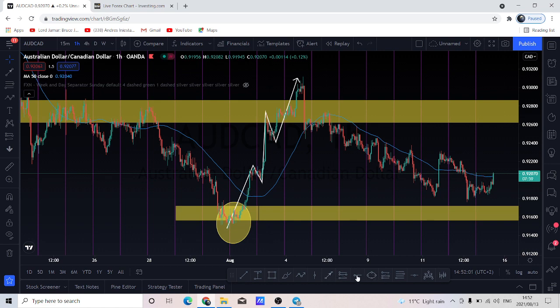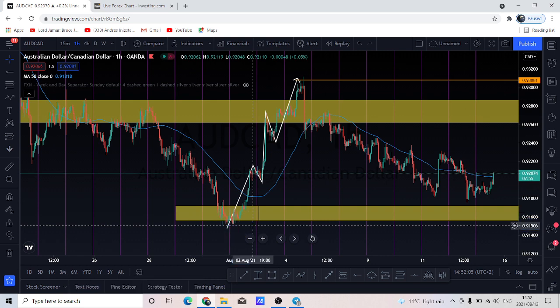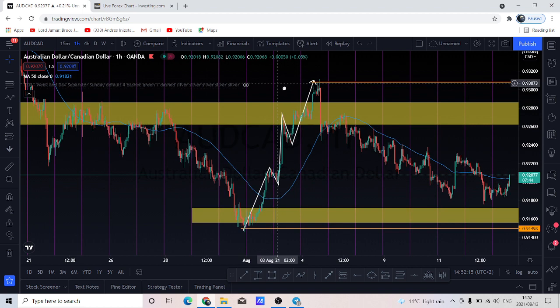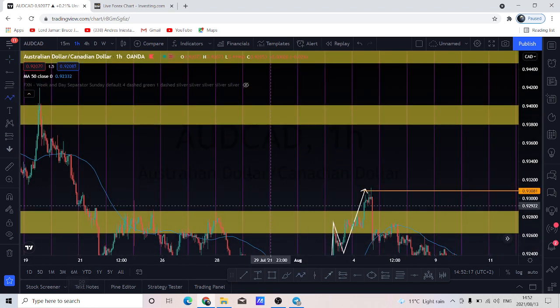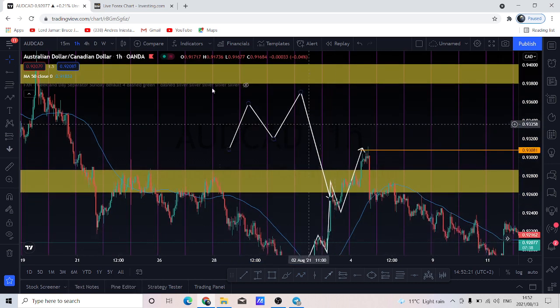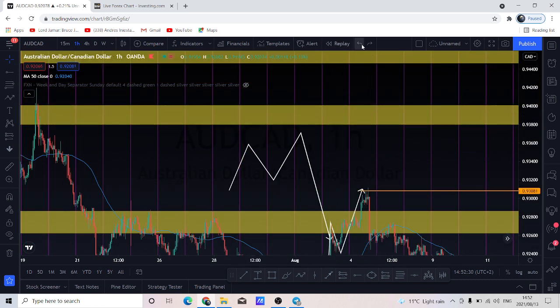Okay, we are going to mark using this line here, or even here we can just use this ray line. Okay, that was the lowest point of the week, that was the highest point of the week. After that, we need to see a big M on the H1, not just an M on the 15-minute time frame, because we are on the H1 right now.